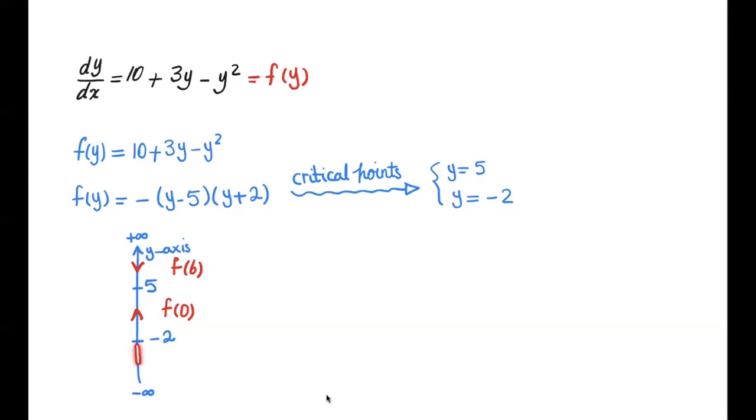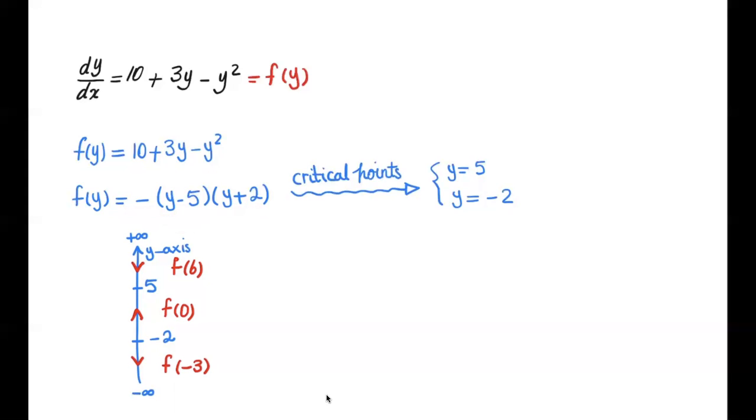Also for the last region, we need to pick a number less than minus 2. For example, we can pick minus 3. So here this term will be negative, this term will be negative as well, and here we have a negative. So in total, this will be negative, so it will decrease.